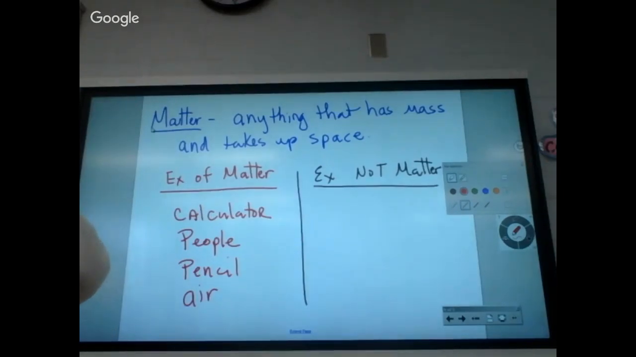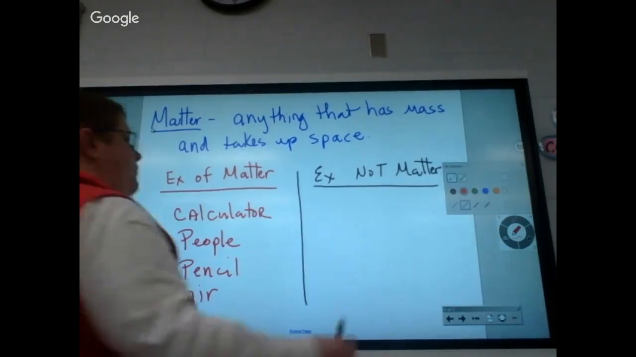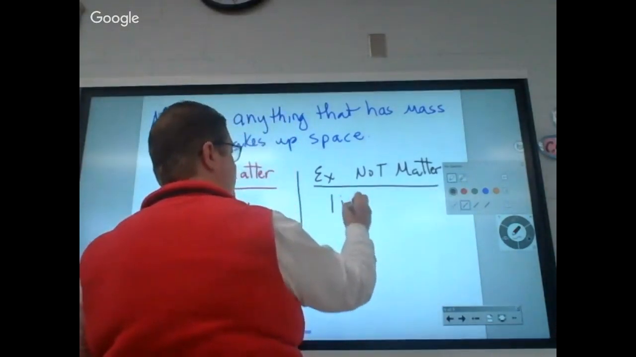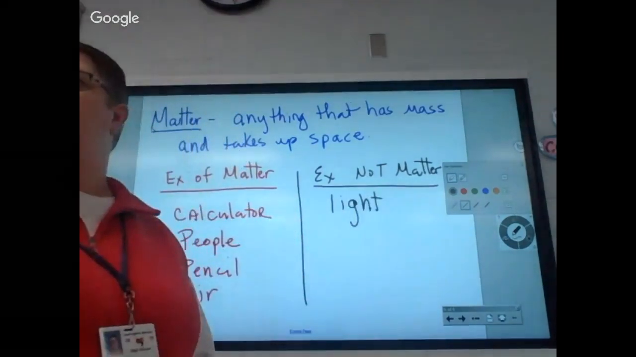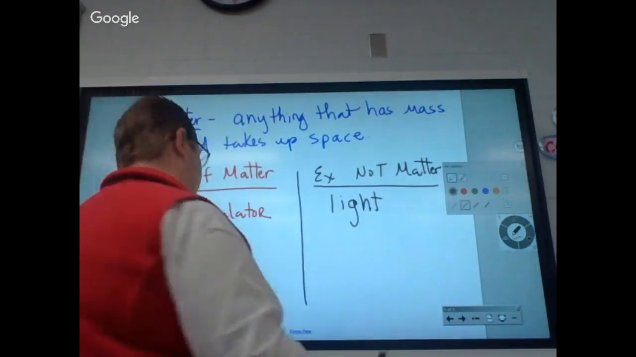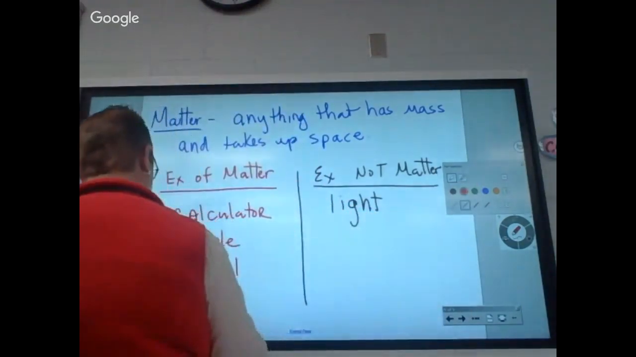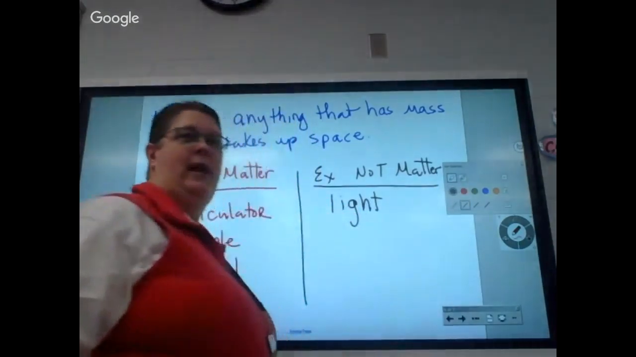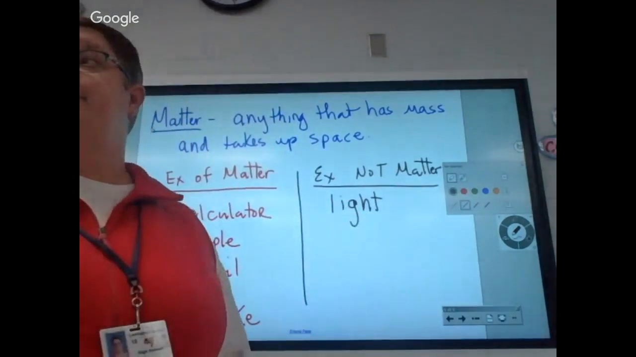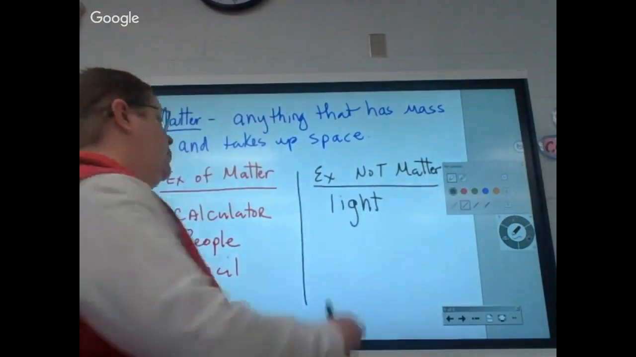All right, light. Light would be a fabulous example of something that's not matter. Give me something else that's not matter. Smoke fits over here. All right? Give me something else. Gravity I can put over here.